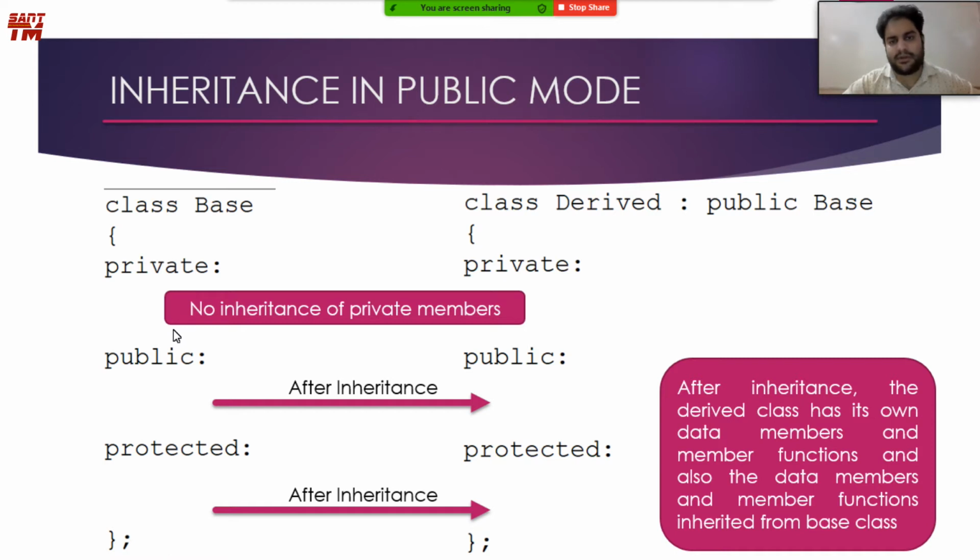But the private data members and member functions will remain here, because in any case private data members and member functions can never be inherited. That is their property. Only public and protected can be inherited. So in case of public mode, public data moves to the public section of derived, and protected data of base moves to the protected section of derived. This was the concept of inheritance in public mode that we needed to discuss before starting further.